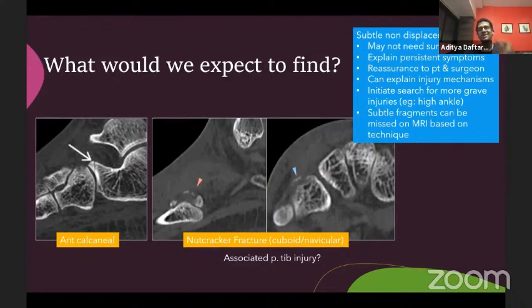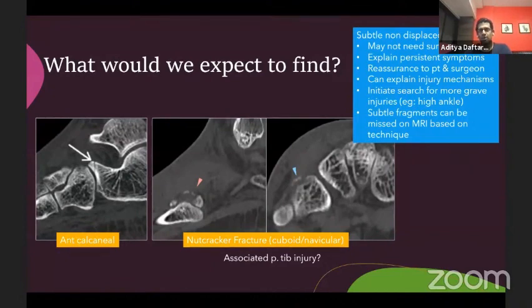So if you saw a subtle avulsion injury, say, for example, involving the syndesmosis, then you might say, oh, wait, this is not a routine ankle sprain. This is something that is probably a high ankle sprain and needs to be managed more aggressively than we at first thought.